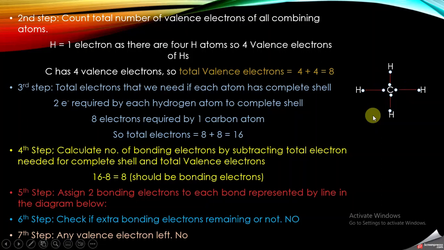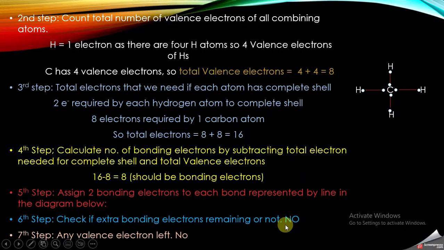It means we have to assign these 8 electrons to the bonds that we have drawn in this molecule. So the next step is that we assign 2 bonding electrons to each bond represented by a line in the diagram. This was the basic rule of the Lewis diagram, that we have to assign 2 electrons to each bond. We have 4 bonds here, and we assign 2 electrons, represented by these 2 white circles, to each line or each bond. In this way we have assigned 1, 2, 3, 4, 5, 6 and 7, 8. Total 8 electrons are assigned to these bonds. Now the sixth step is that we have to check if extra bonding electrons are remaining.